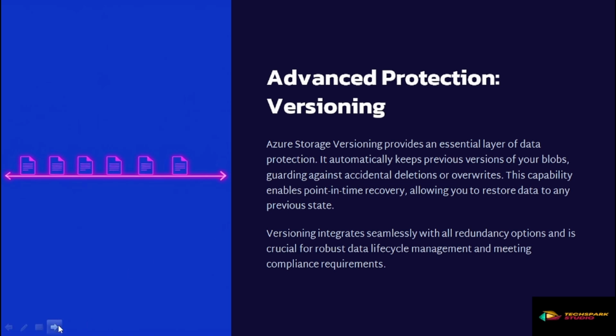Versioning works seamlessly with all redundancy options, making it a powerful tool for data lifecycle management and for meeting compliance requirements. In short, versioning protects you from mistakes, accidents, and even bugs by keeping your data history safe.